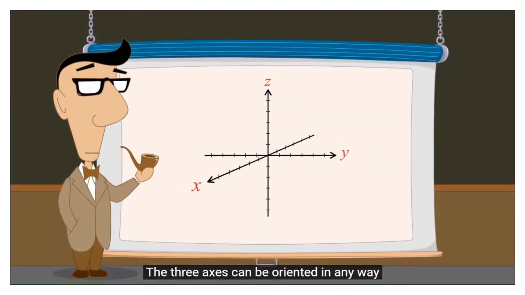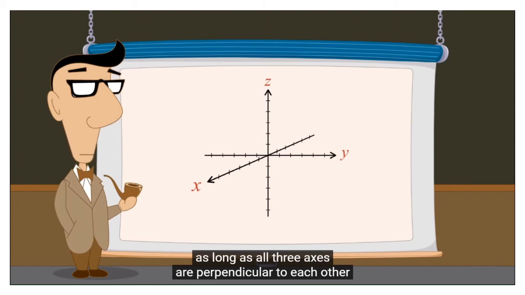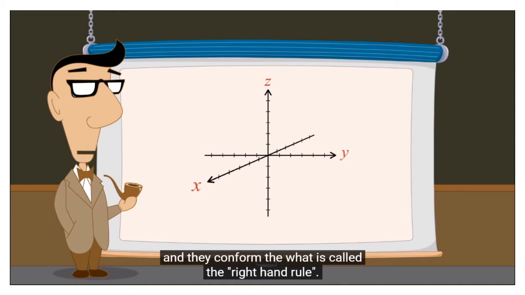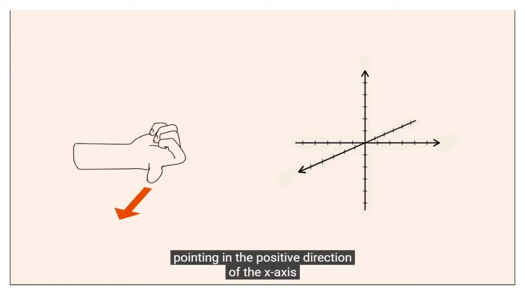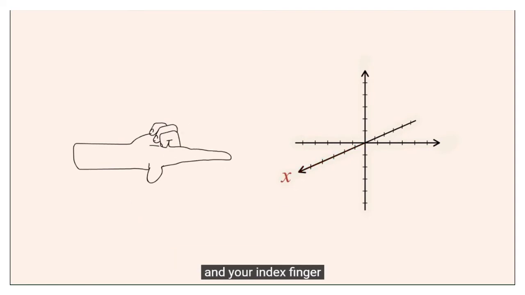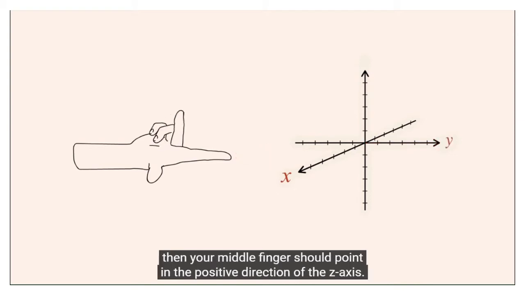The three axes can be oriented in any way, as long as all three axes are perpendicular to each other, and they conform to what is called the right-hand rule. The right-hand rule states that if you align the thumb of your right hand pointing in the positive direction of the x-axis and your index finger pointing in the positive direction of the y-axis, then your middle finger should point in the positive direction of the z-axis.